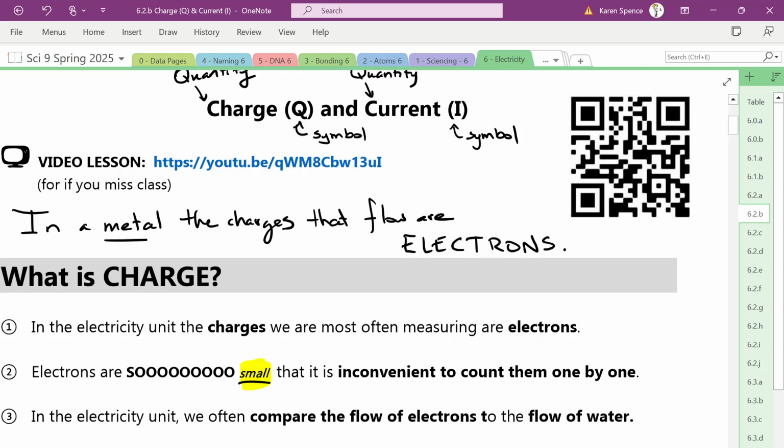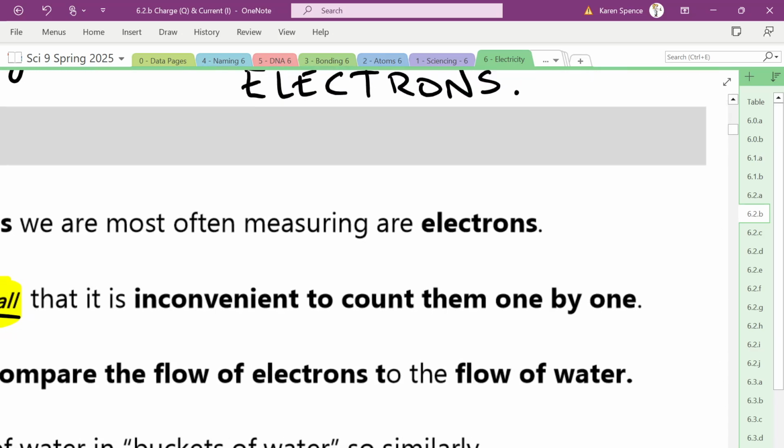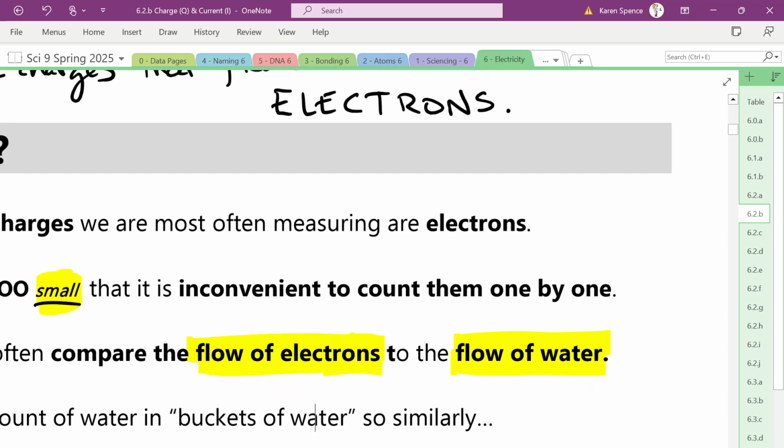And in the electricity unit, we often compare the flow of electrons to the flow of water because we're used to seeing water flowing, right? We see water flow in rivers and that sort of thing, but we can't actually see the flow of electrons. So we very often compare them.